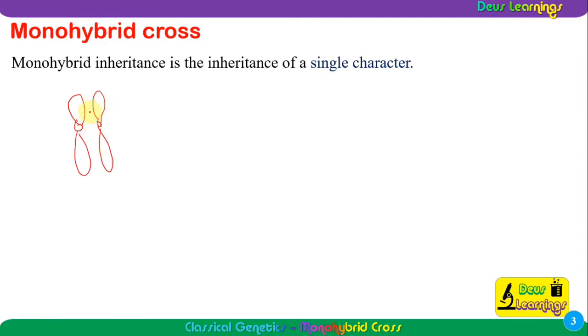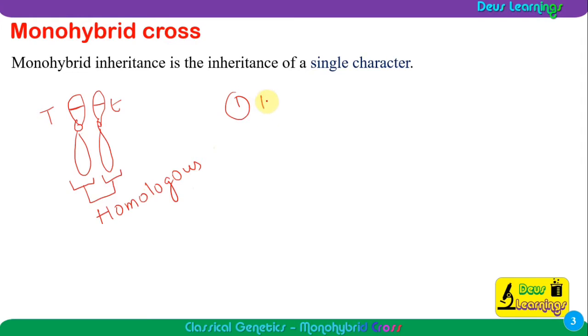For example, let's take plant height. One is capital T, that is dominant, or we have a small t, which is recessive, right? Both of these are in homologous chromosomes. That's important to understand. These two homologous chromosomes carry them. See, there are two alleles, but the character they are carrying is a single character. So it's an inheritance of a single character.